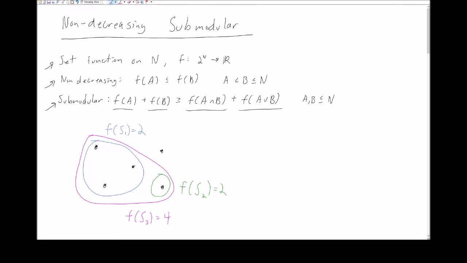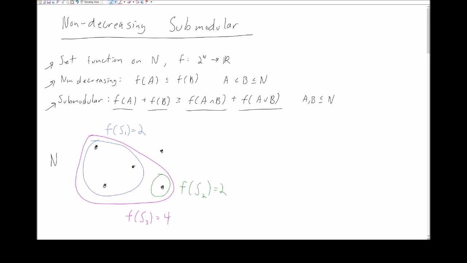Here we have an example of a non-decreasing submodular set function. The set that we're defining our sets on is a superset N. These are black points. And we can verify that among the sets shown, S1, S2, and S3, the non-decreasing property holds. That is, S1 is a subset of S3, and it has a lower function value. Similarly, S2 is a subset of S3, and so it has a lower function value.